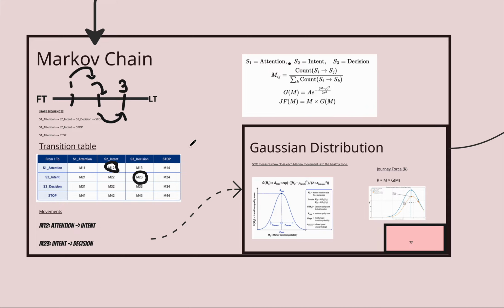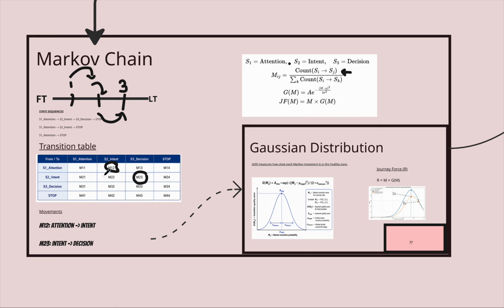Okay, so after building these sequences for all customers, like here are the sequences, the Markov chain counts how many customers move between states. For example, it will count how many customers move from state 1 to state 2, how many moved from state 2 to state 3. Then the Markov chain will use this formula here to turn these counts into probabilities.